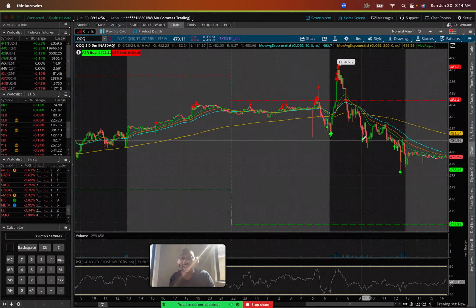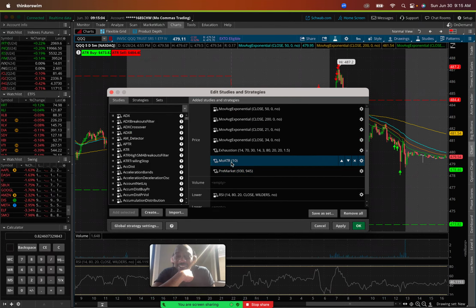What's that called? I just created this indicator. It's the Mocamas indicator. Okay. Do it for the E-Trade one too, so you can see. Let me know how to put that one in there.